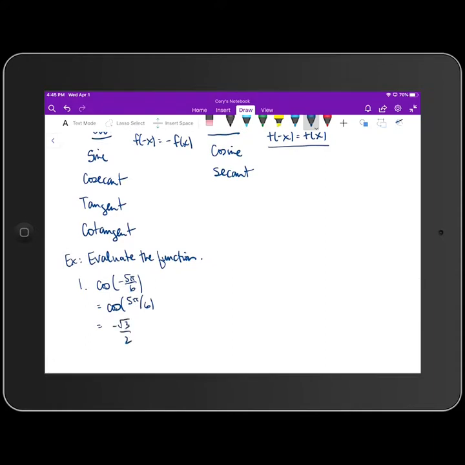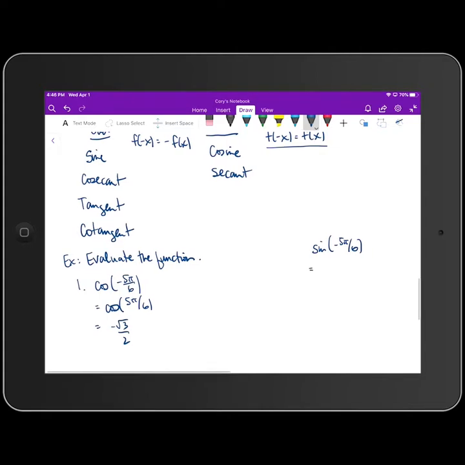I'm not going to work this through, but if the problem asked us to find the sine of negative 5 pi over 6, because sine is an odd function, f of negative x is equal to negative f of x. So I can rewrite the sine of negative 5 pi over 6, because sine is odd, as negative the sine of 5 pi over 6. And then I would go to that same angle. Sine is the y coordinate, so we would just wind up taking the opposite of that y coordinate.